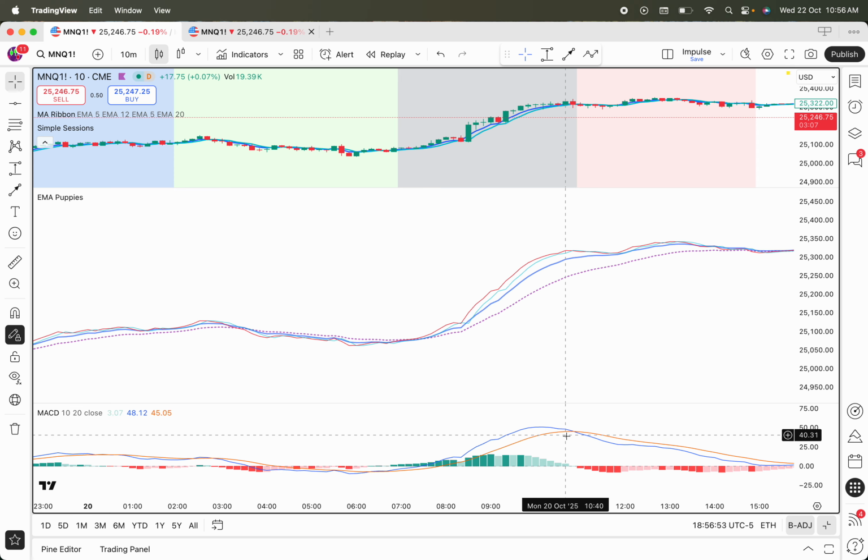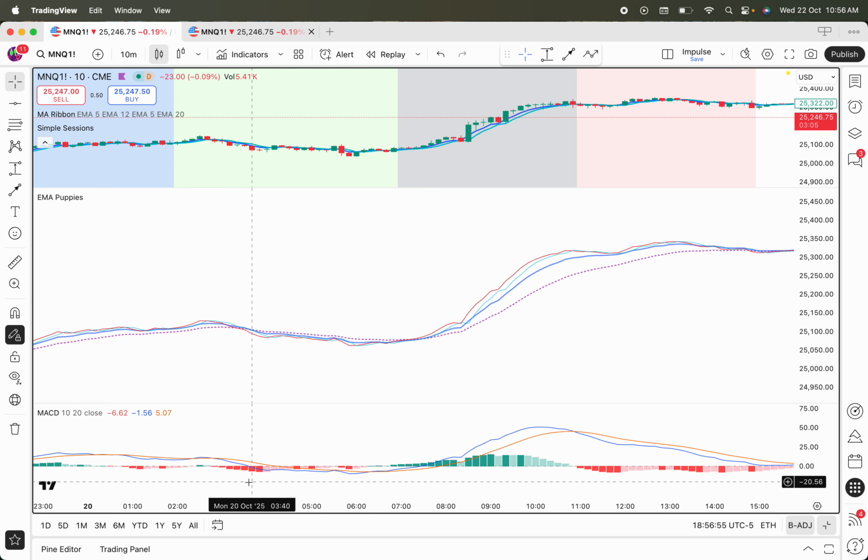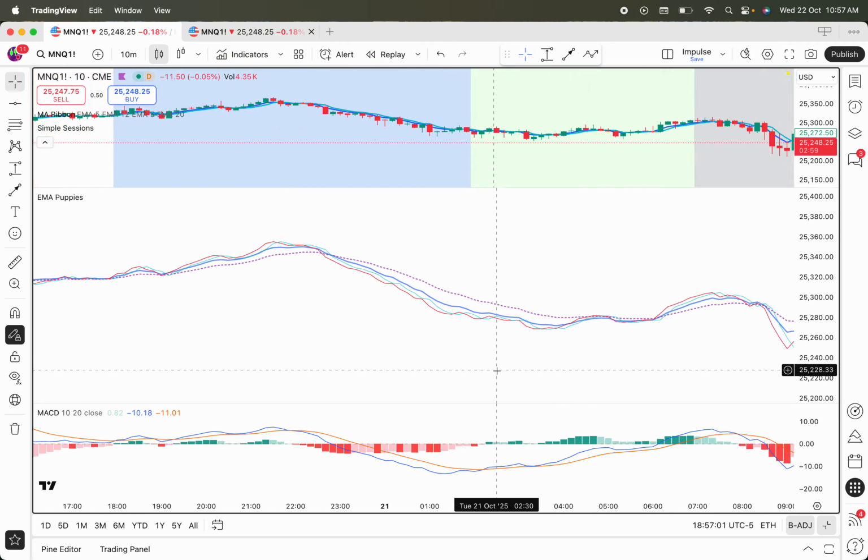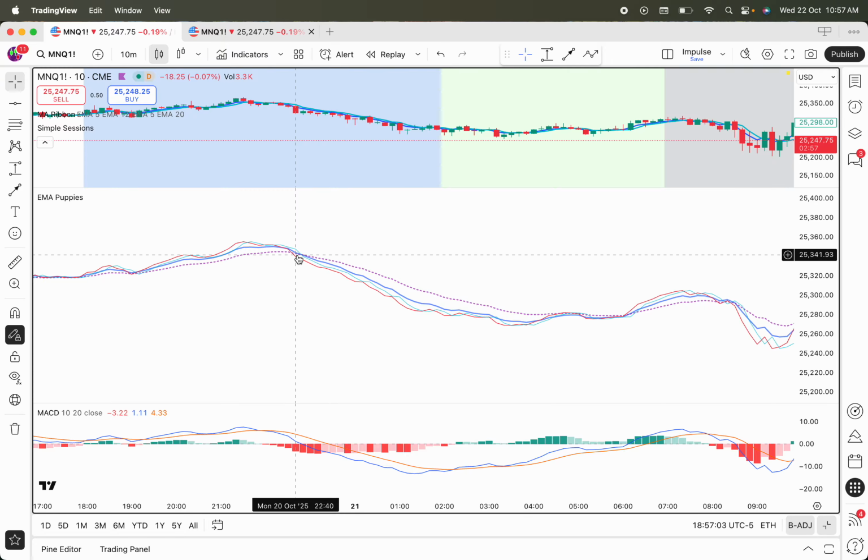It's not exact, but the 20 is my zero line. So if and when this blue line crosses below the 20, it matches up with the MACD. It was actually a bar or two early, and that's saying we're going short. I hope you understand that.